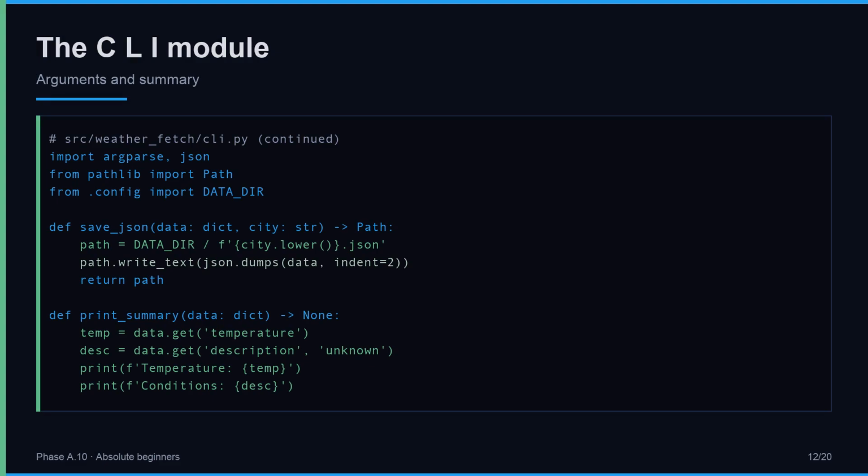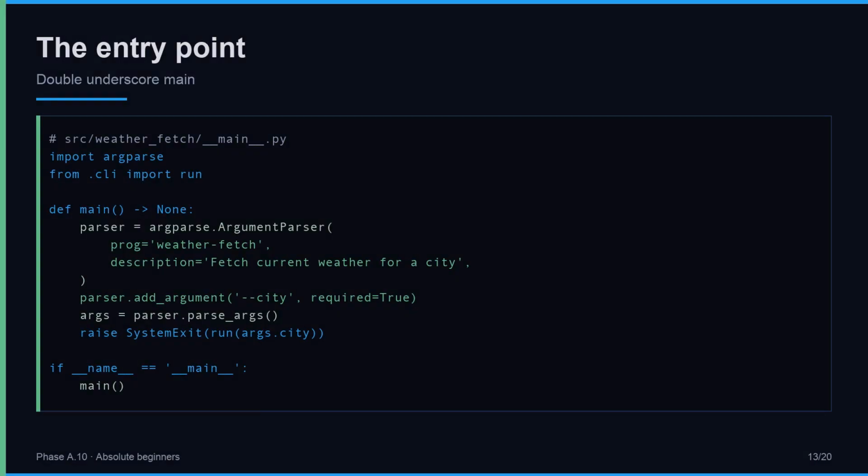Save_JSON writes the response to a JSON file inside the data folder, named after the city. Print_summary pulls a few fields out of the dictionary and prints them in a human-friendly format. Notice how each function does one small thing. Save writes. Print reads and formats. Run, from the previous file, decides what to call. This separation makes the code easy to test, because each function can be tested in isolation. Save and summarize.